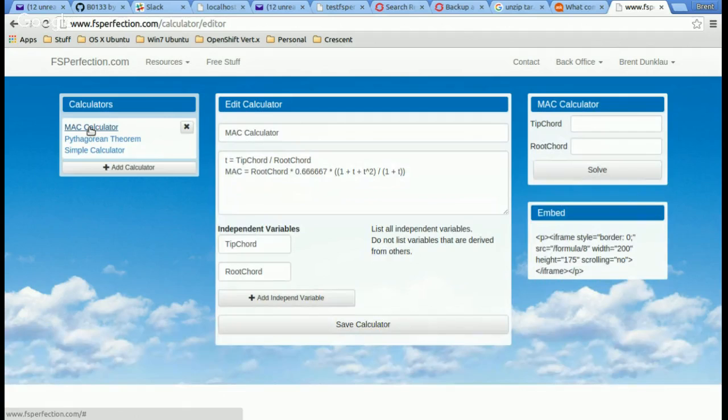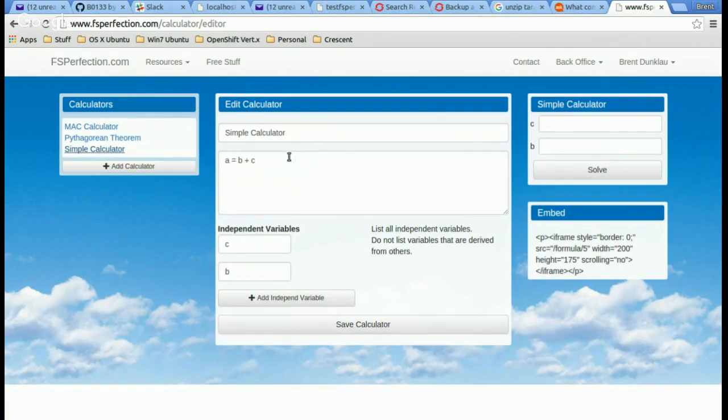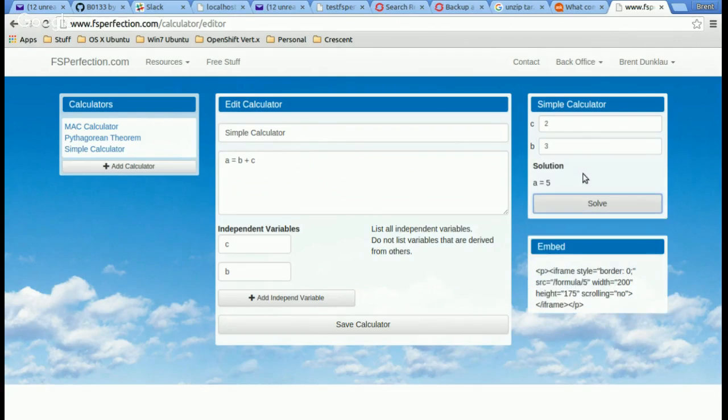But for right now, let's look at a simple calculator first. So here's a very simple calculator, and it's got the function here, and it's got the independent variables. And then over here, this is what a user is going to see. When we embed the calculator in other areas of the site, the user is going to see just this little area here with the variable names, and then they enter in the variables, and it will solve for the dependent variable, which is A. So if we just put in 2 for C, 3 for B, and we tell it to solve, it knows that the answer is 5 based on this equation that we gave it.